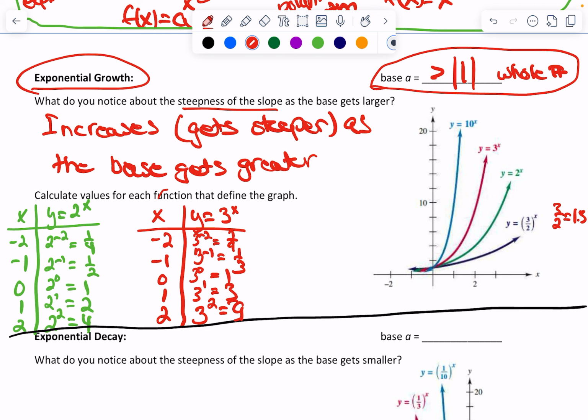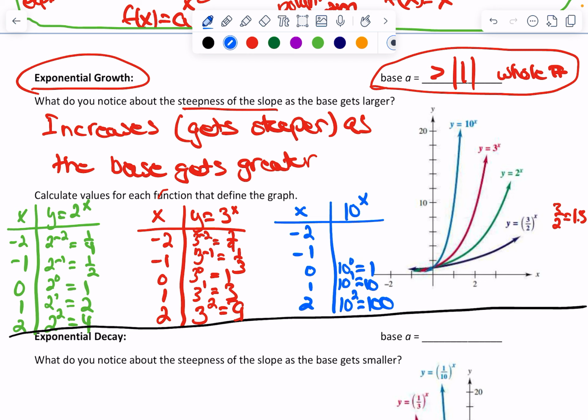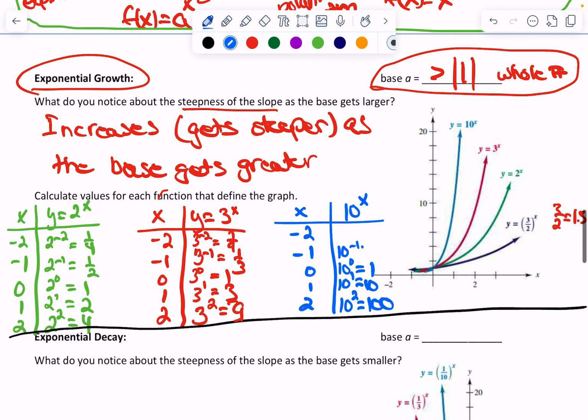Okay, next we'll do the 10 to the power of x. Again, same x's, and now our y is going to be 10 to the power of 2, which is 100. 10 to the power of 1 is a 10. 10 to the power of 0 is still a 1. Any number to the power of 0 is 1. Now, 10 to the power of -1 is going to be 1/10. And 10 to the power of -2 is going to be 1/100.